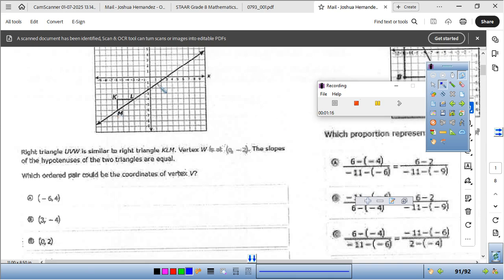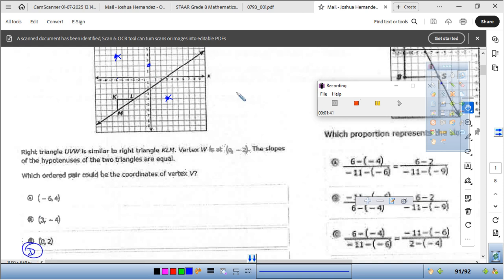So we're going to go at -6. 1, 2, 3, 4, 5, 6. My bad. -6 and 4 out here, so no, that does not work. At 3, and then -4 here, that does not work. At 0, 2 up here. So without A, B, C, D, D is your answer.